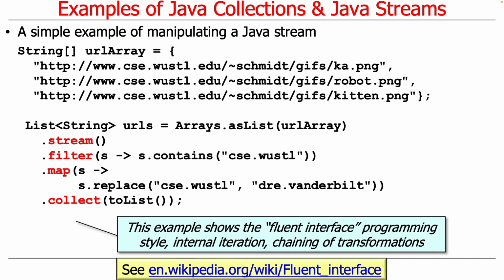Same basic idea. We want to take this list of strings, convert it into a stream, and then filter out, or ignore, anything that doesn't contain the cse.wustl substring. Then we replace the stuff that makes it through the filter, replacing cse.wustl with dre.vanderbilt, and then we collect the results up into a list. Nowadays, if you're using more modern versions of Java, you can just say toList rather than collect, and that will allow you to convert the stream back into a collection.